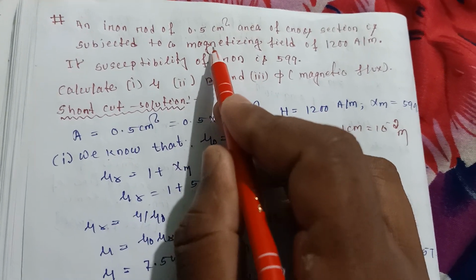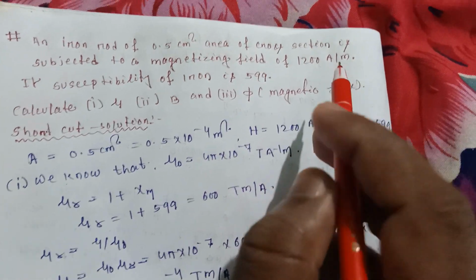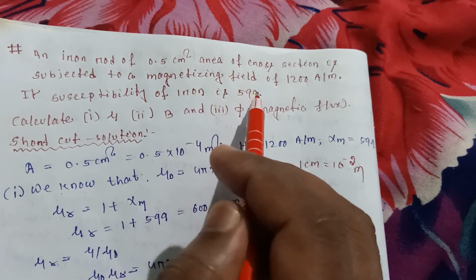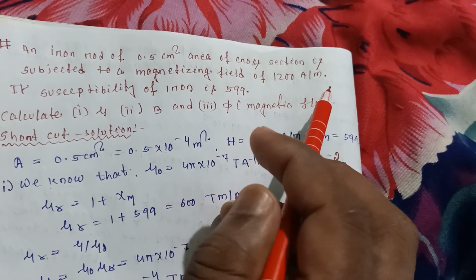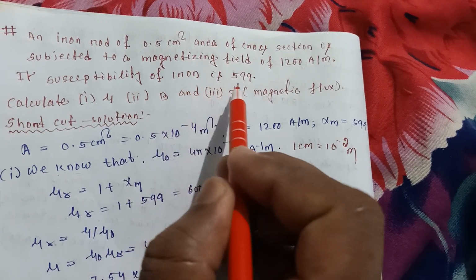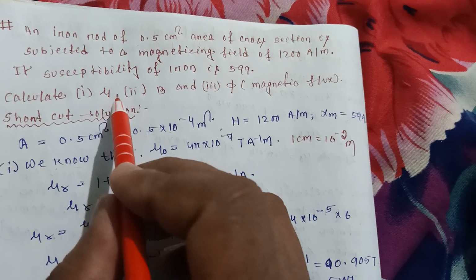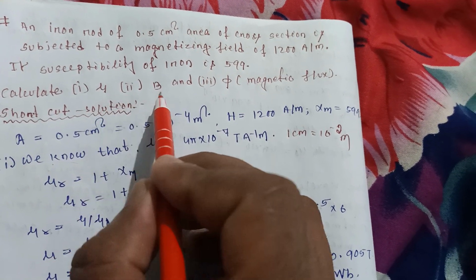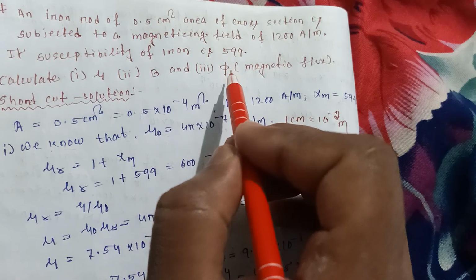So an iron rod of 0.5 centimeter square area of cross section is subjected to a magnetizing field of 1200 ampere per meter. If the susceptibility of iron is 599, calculate the permeability, magnetic flux density, and magnetic flux.